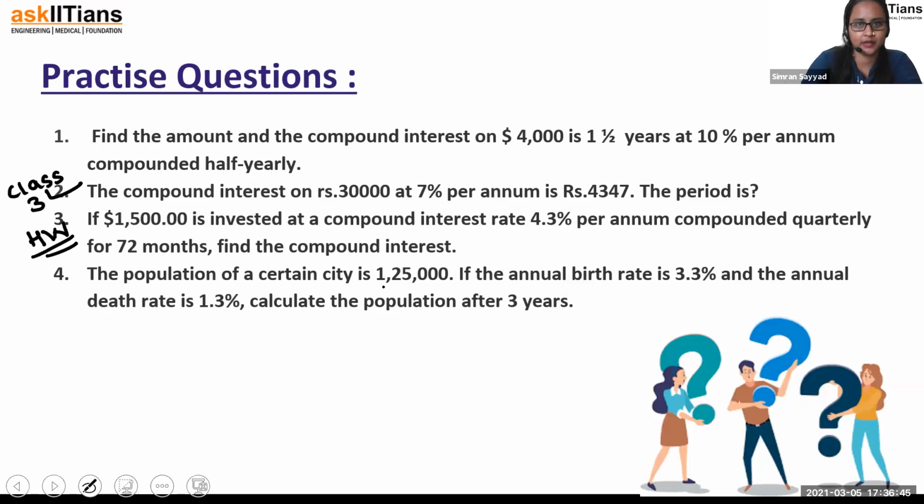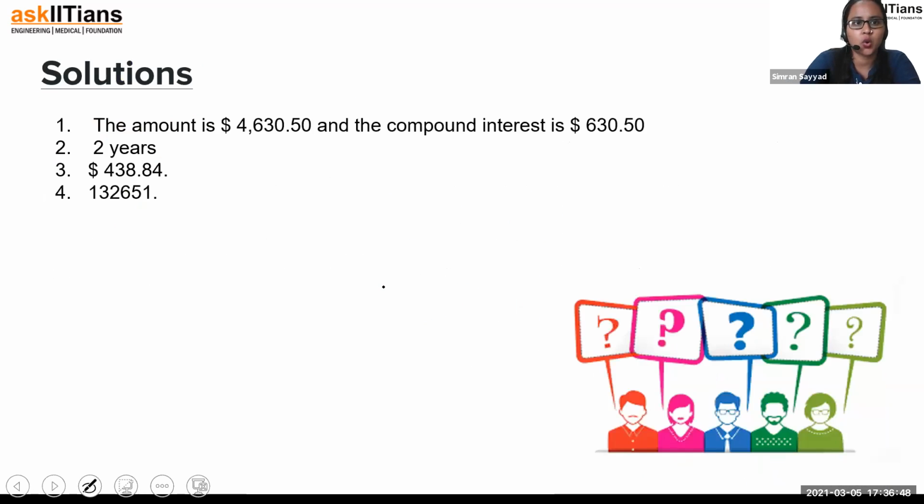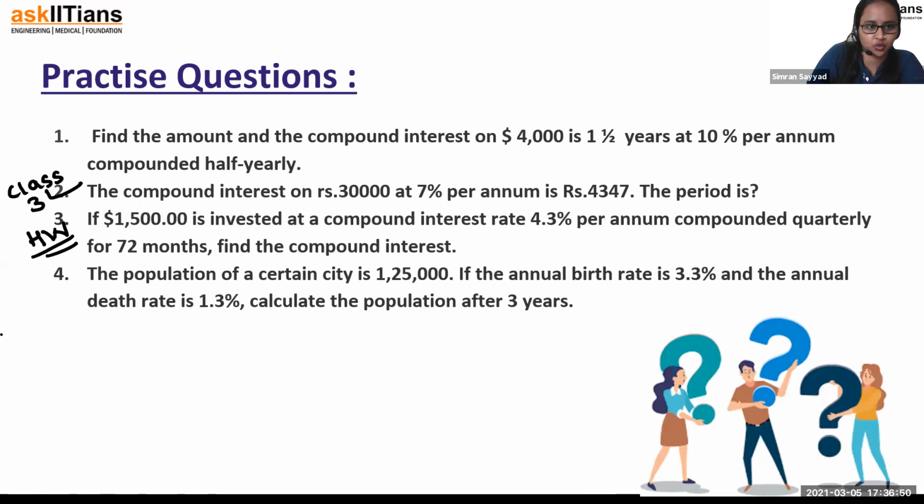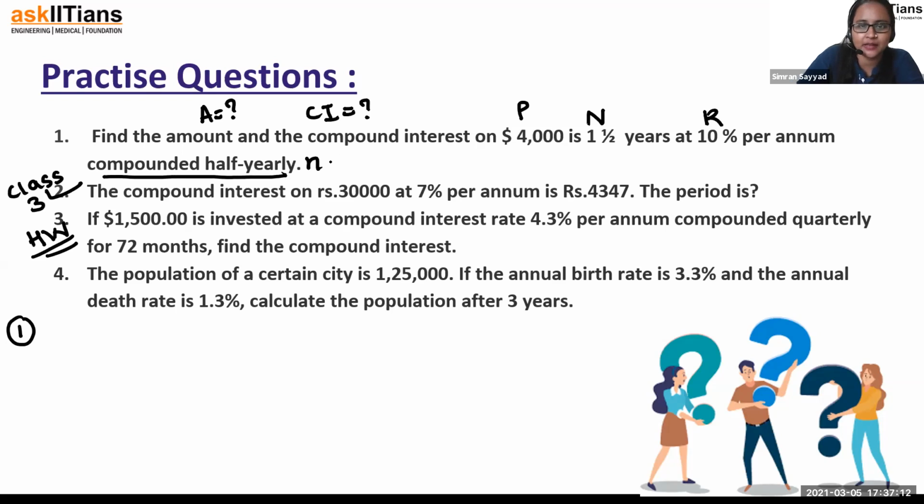Quickly read the first one. Find the amount and the compound interest. We have to find the amount and we have to find the compound interest on $4,000 principal, number of years, rate of interest per annum, compounded half yearly. So it is half yearly, so n becomes 2n, which is nothing but 3 years.